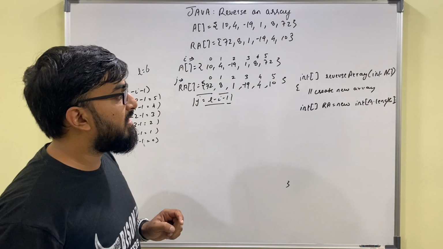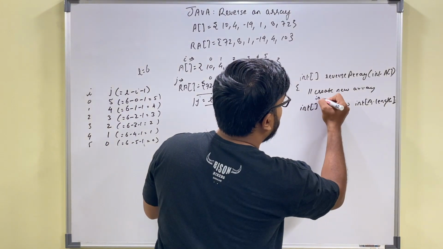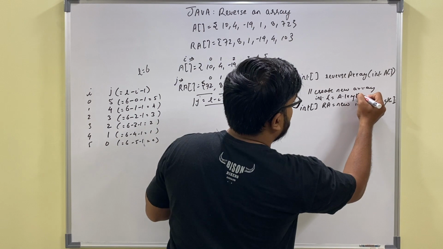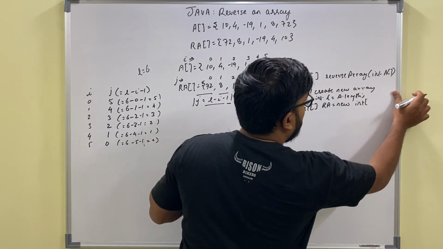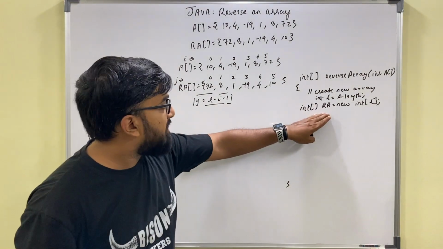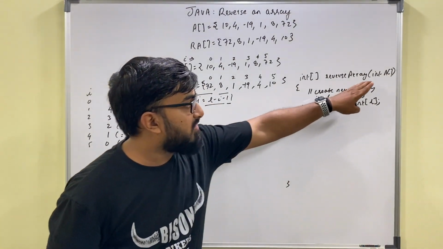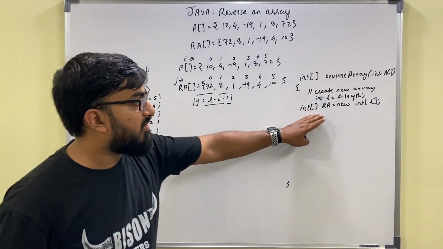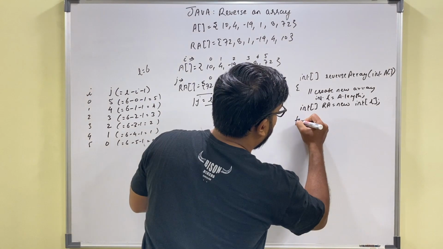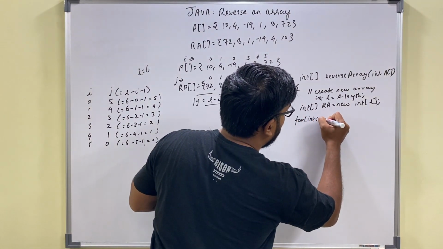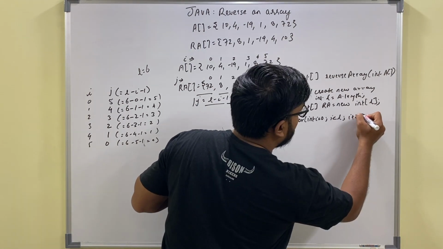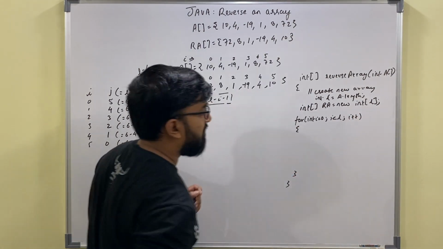We can store this value A.length in a separate variable, L. So L is going to be A.length, and you can put L here instead. So the new array is a fresh array of the same size as the original array. By default it will have all zeros. Now we need to iterate this array. So I say for int i = 0; i < A.length, which is L; i++.